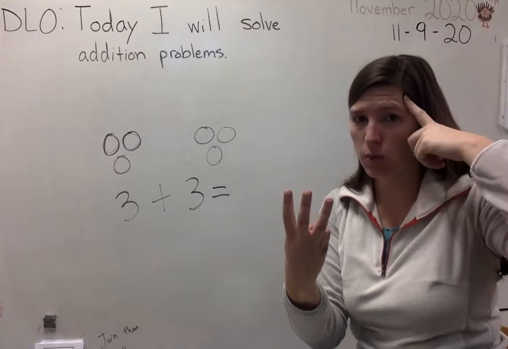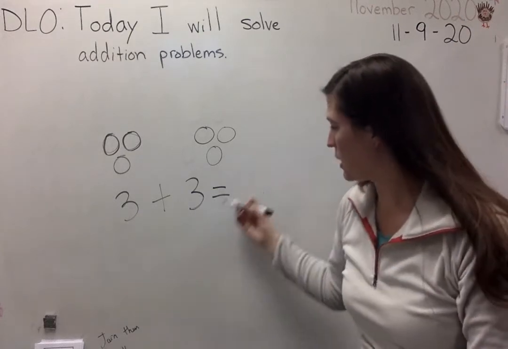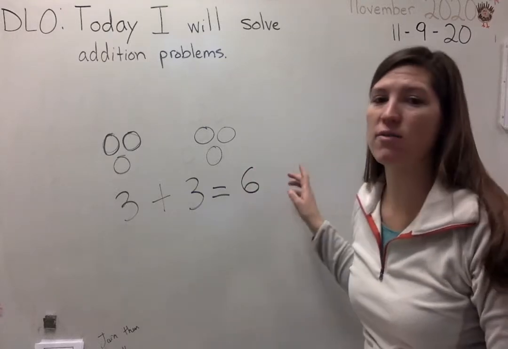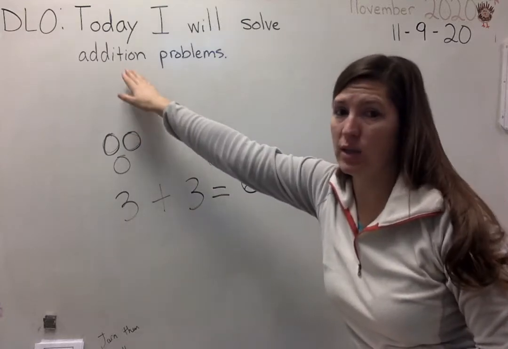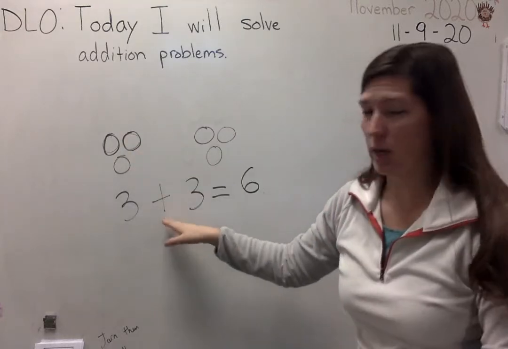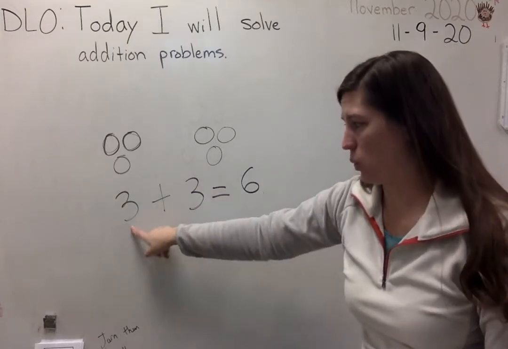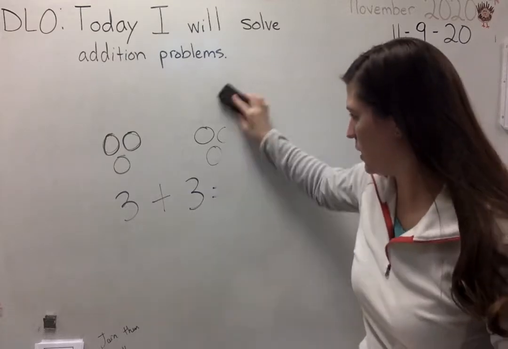Ready, go. 3, 4, 5, 6. 6 is my sum. 6 is how many cookies I have all together. Because I'm adding with addition, we're getting more, and that's our sum. Let's read our equation. 3 plus 3 equals 6. Let's do another one.